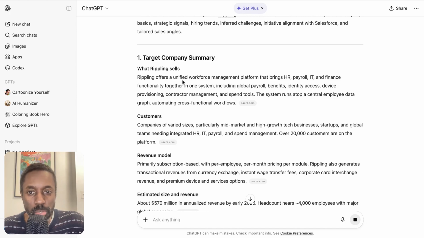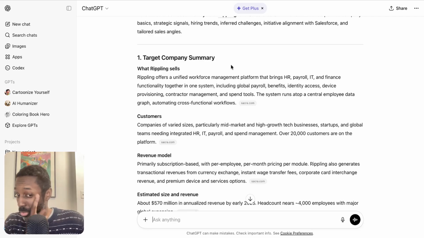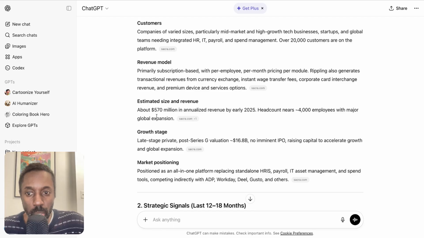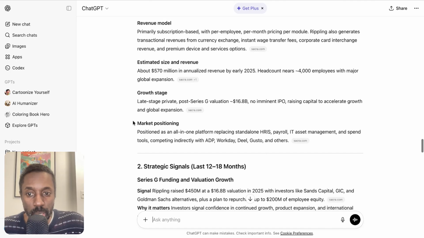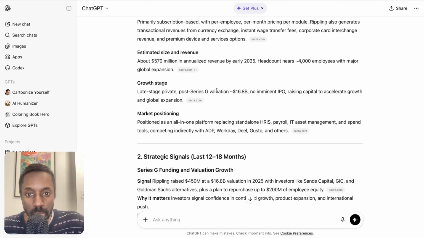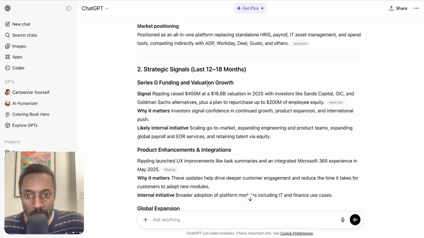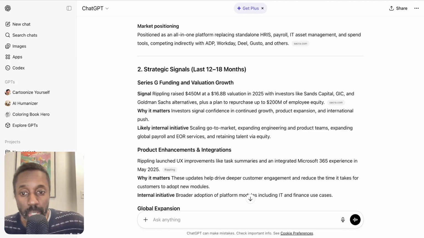So again, Rippling offers a unified workplace management platform for HR, payroll, IT, finances. Revenue model is subscription based, as you know. So the revenue in 2025 was $570 million in ARR, wow, that's a lot of money. 4,000 employees. Late stage private, they did a Series G valuation, $16 billion. Right there. There you go. They had a round valuation in 2025. So these are things you can use to reach out to them. I see you got a round of funding, right? So we'll see there, right?